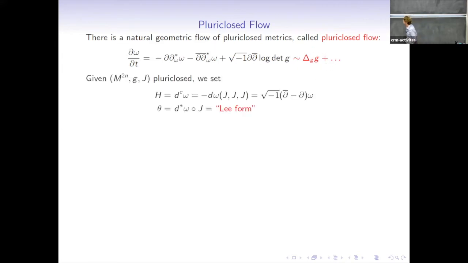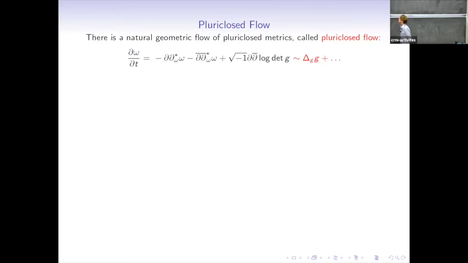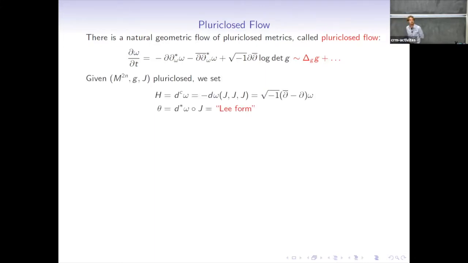The point being that you can construct short-term solutions. But then to bring it back, what does this have to do with generalized Ricci flow? So again, I call H = dᶜω as before, and I let θ be the Lee form. So yeah, we saw this before as well. There's d*ω composed with J. That's the Lee form.